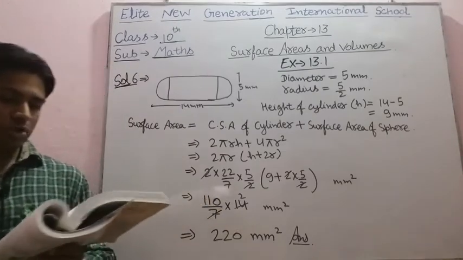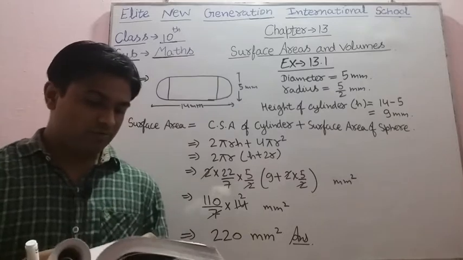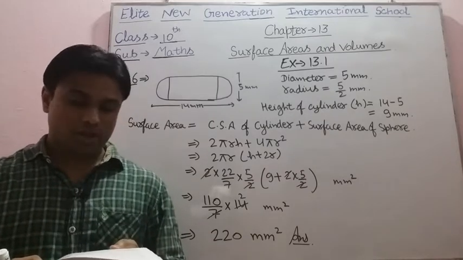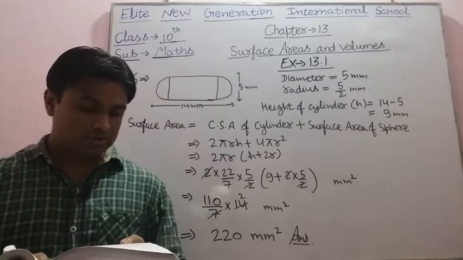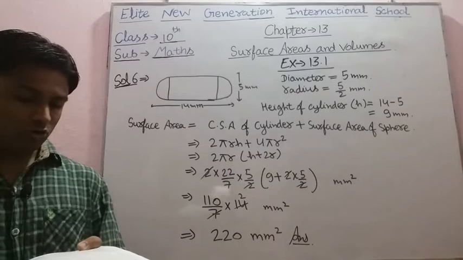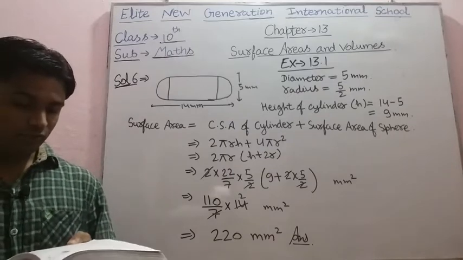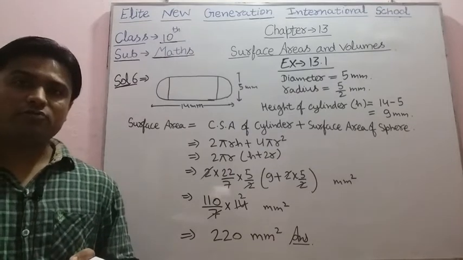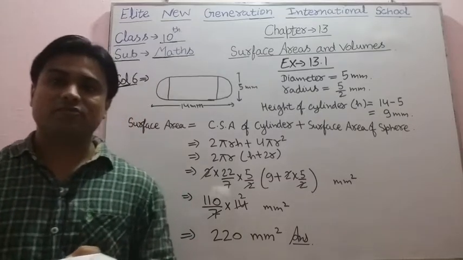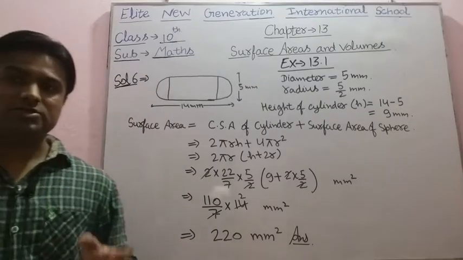So after this, the question number 6. In question number 6 we have a medicine capsule in the shape of a cylinder with two hemispheres stuck to each of its ends. So in this figure, the length of the entire capsule is 14 mm and the diameter of the capsule is 5 mm. Here we have to find its surface area, the surface area of this capsule.